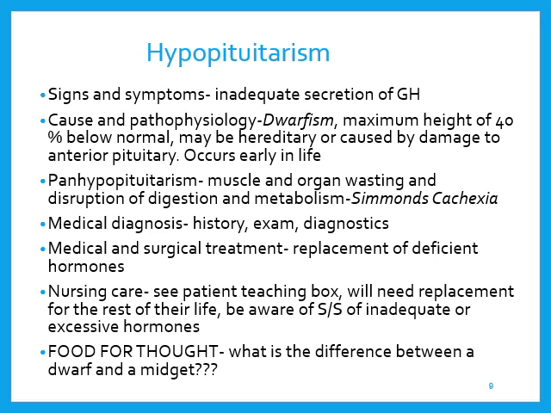Then we have panhypopituitarism. I want to get you on your right page here. So panhypopituitarism: muscle and organ wasting and disruption of digestion and metabolism. So they get what they call Simmonds cachexia. Now we know the word cachexia means they're not eating, and they're going to get muscle wasting. They're going to look very thin and not very healthy.